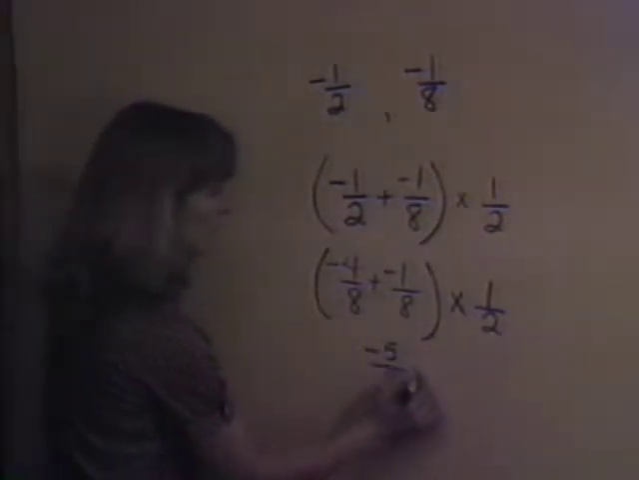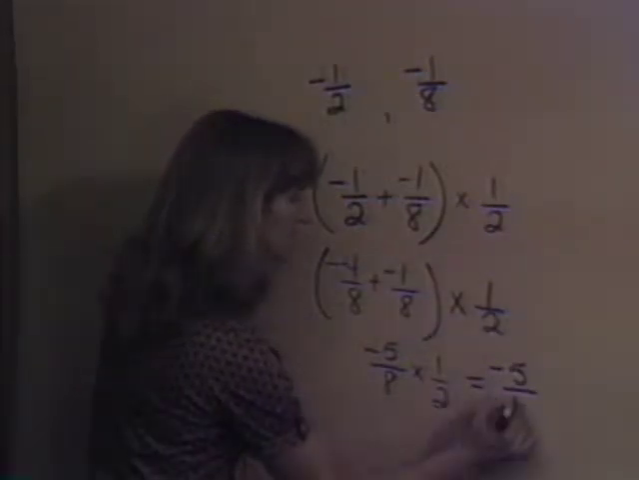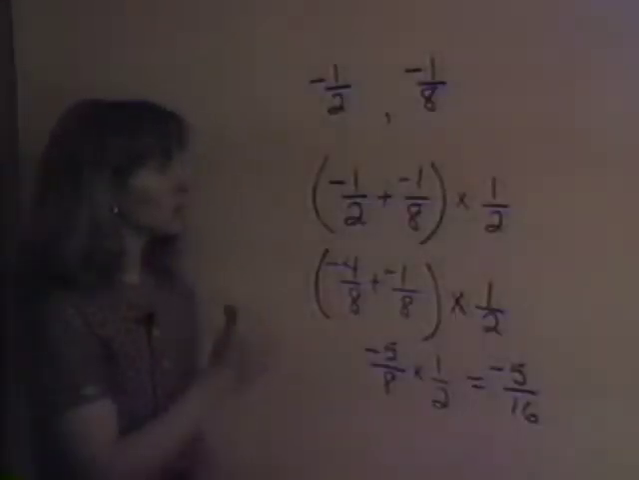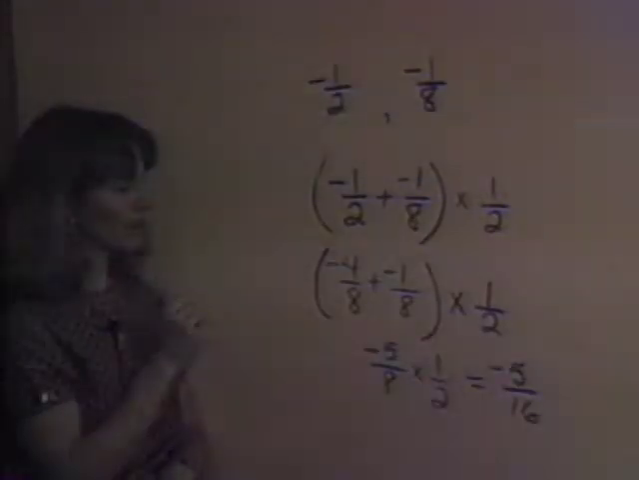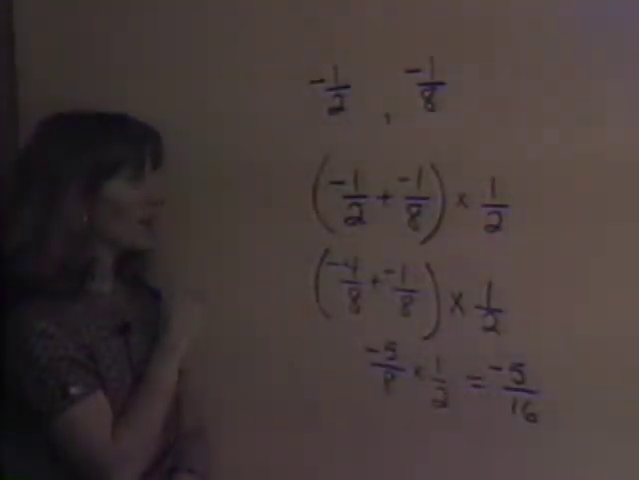We multiply that by 1/2, and we get -5/16. That means if we were to draw a number line and we had a -1/2 and a -1/8, -5/16 is the midway number in between the two. Now that's one way of doing it, adding them together and dividing by 2 or multiplying by 1/2. Another way we can do it is take the smallest number plus half of the difference.